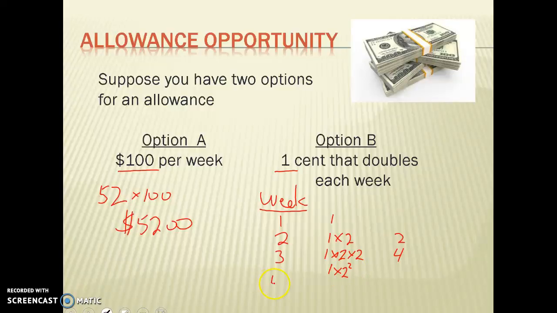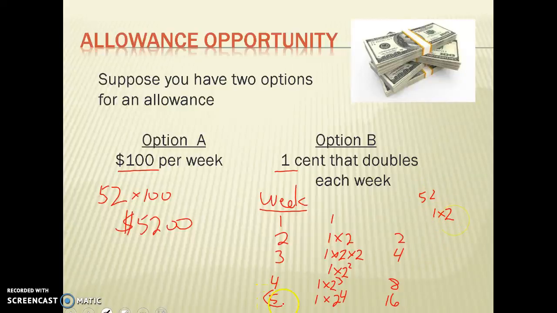And so the fourth week, you started off with a penny, but you'd multiply it times 2 three times. So it's 1 times 2 to the third. Well, that's 8 cents. So if we went a fifth week, you'd multiply it one more time. So that's times 2 to the fourth power, and that's 16 cents. And so if we continued this process, I don't have enough room here, but if I went to 52 weeks, then that would be 1 times 2 to a certain power.